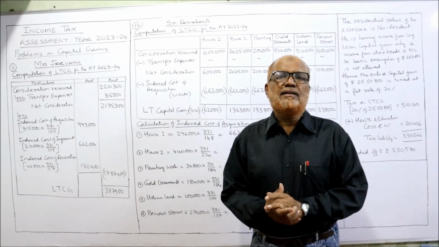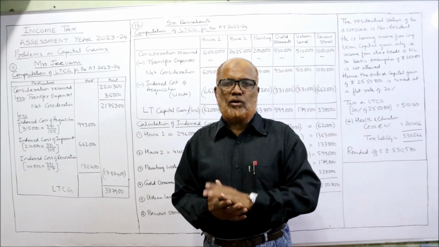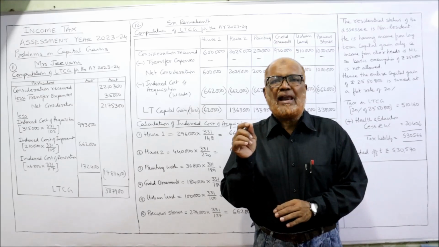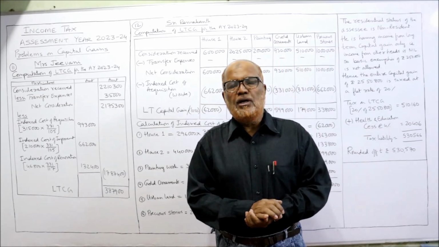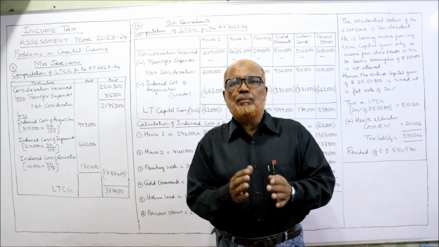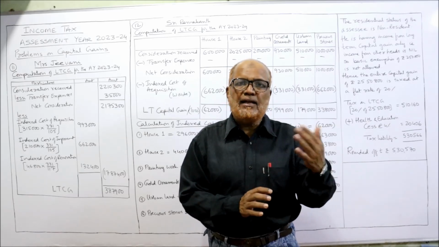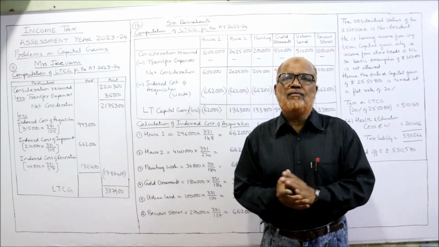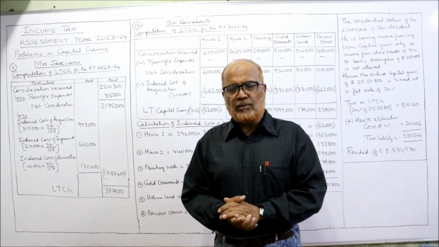There is difference in the tax rates for short-term and long-term. Normally the long-term capital gain is taxed at a flat rate of 20%, whereas short-term capital gain will be included with other incomes and taxed on slab basis. That is the main difference between long-term and short-term.